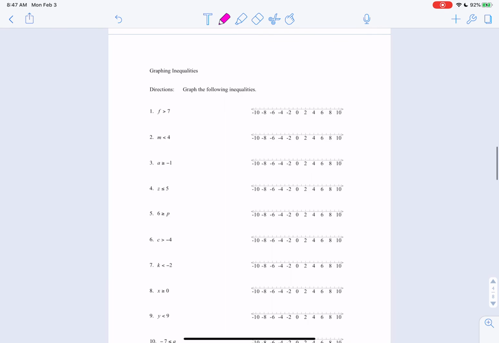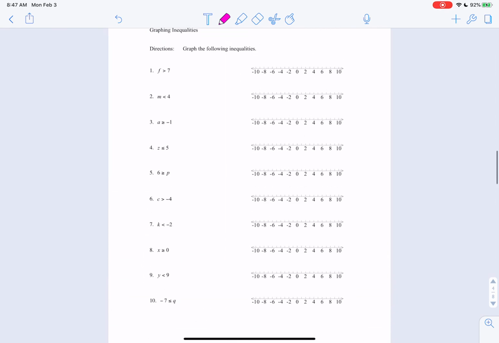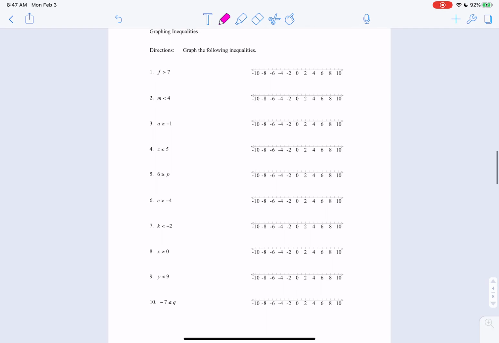Graphing. So here's more examples of graphing to help you practice the skill. I'm just going to really quickly say that this is just practice, practice, practice. The more you practice, the better you'll get.